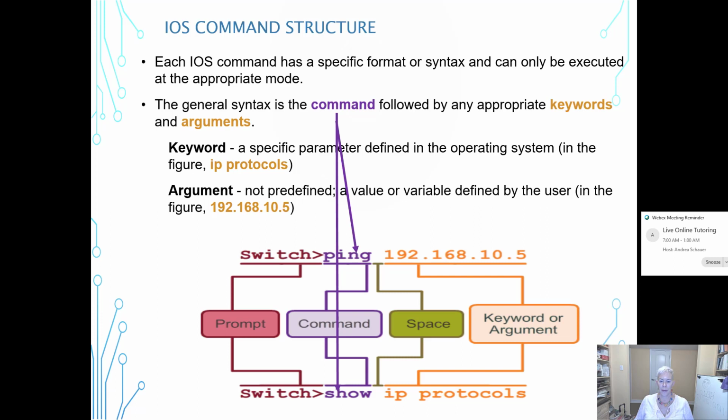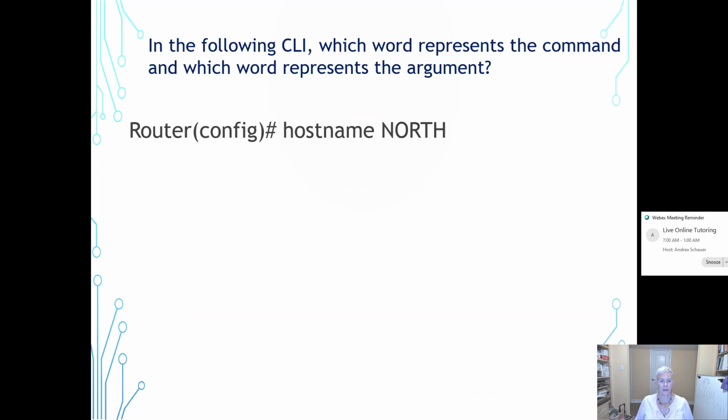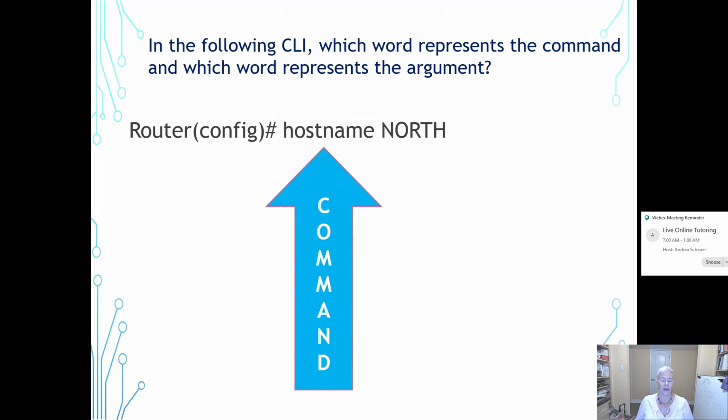Okay, there's our command. Here is our keyword, and then there is our argument. In the following command line, which word represents the command and which word represents the argument? Okay. Well, here's our command and north is our argument.